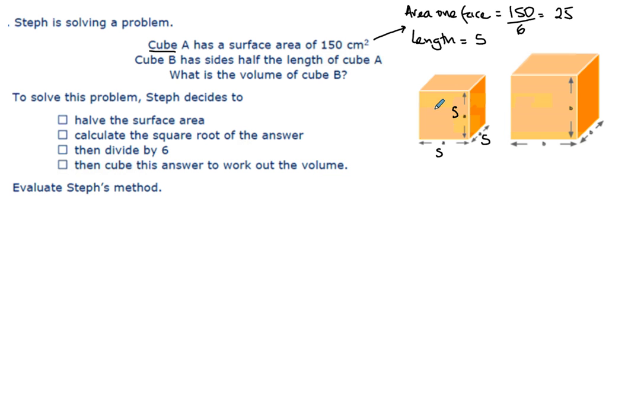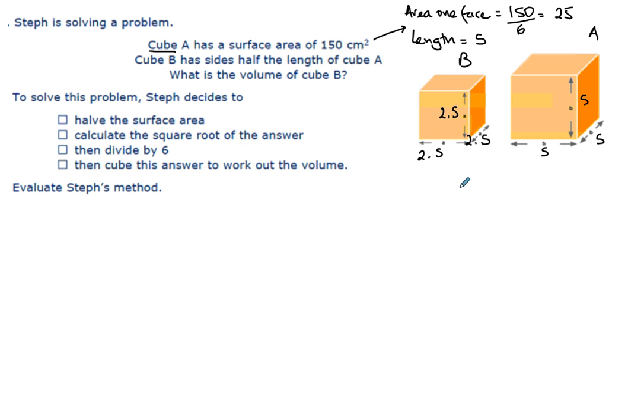All right, yeah. Okay, cube B has sides half the length of cube A. Sorry, that was 5, 5, 5. Let's go again. It helps to read it. Half: 2.5, 2.5, 2.5. So that's cube A and that's cube B.